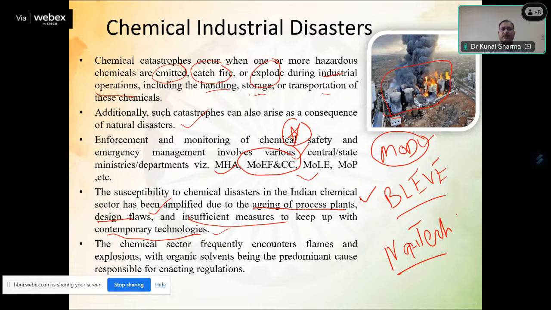The last point is that the chemical sector frequently encounters fires and explosions, with organic solvents being the predominant cause, along with the need for responsible enacting of regulations. Organic solvents and all this we will discuss separately, but these are the parameters we have seen. When we talk about chemical industrial disasters, most people think that we focus only on mitigation strategies, but it's not like that. We have to focus on certain other regulations also, and for that we have to go for enacting regulations.